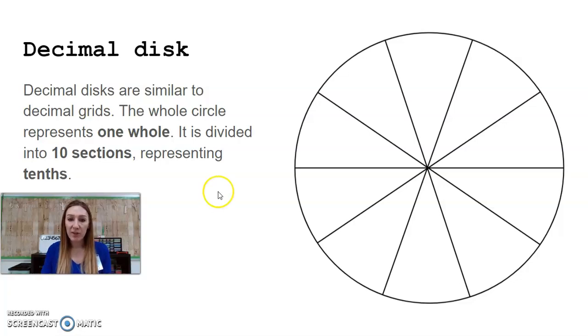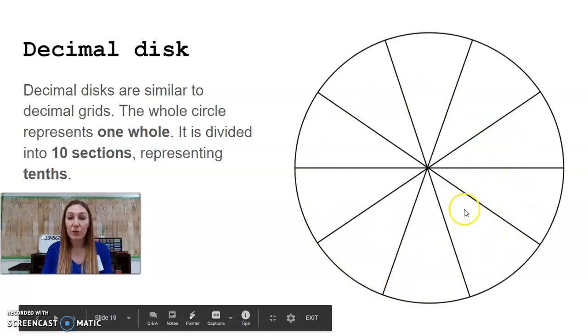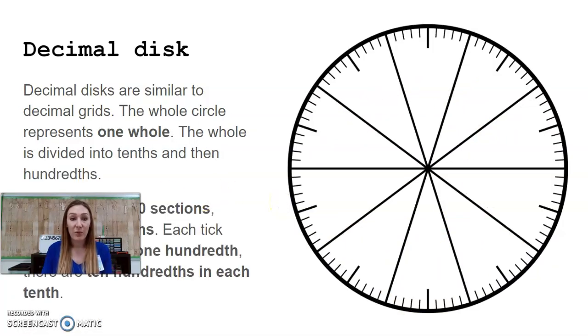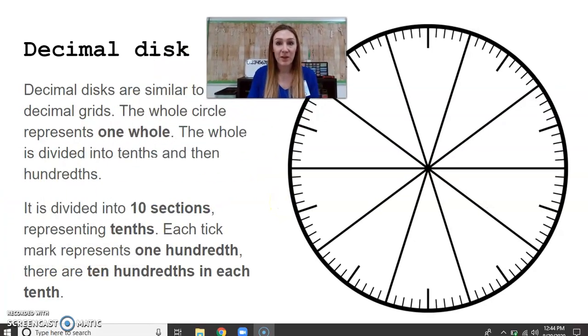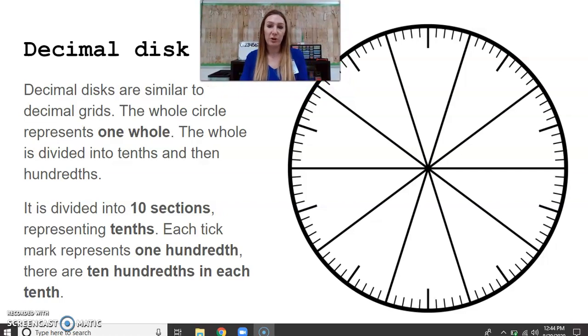So you're having a birthday party, you really love pie, you have 10 friends over, so you cut the pie into 10 pieces. Well, guess what? Now your entire school shows up to your birthday party. So now you have to share this pie with 100 people.